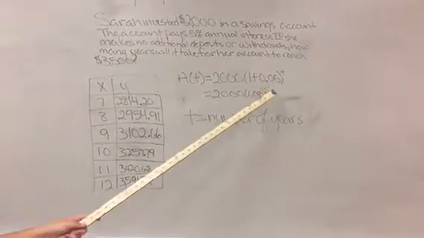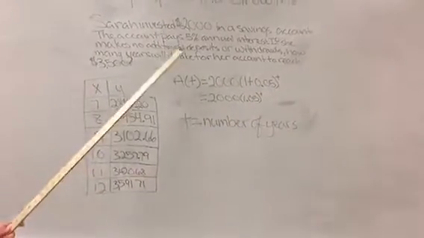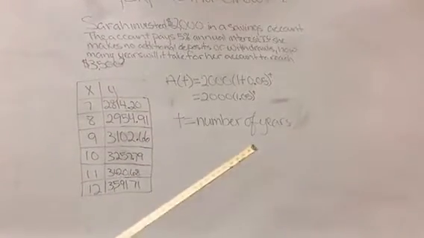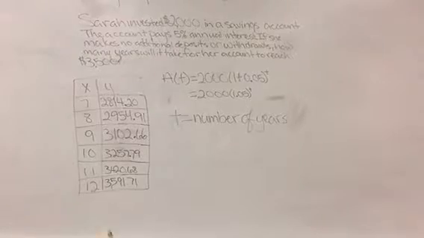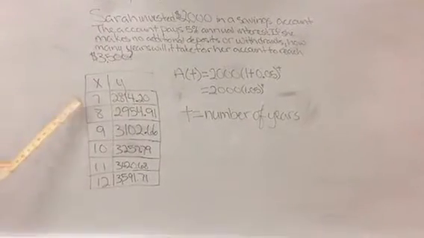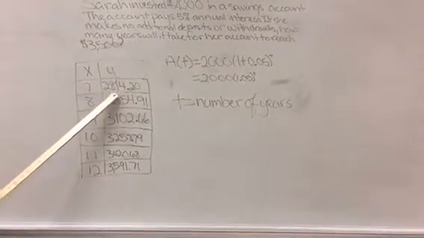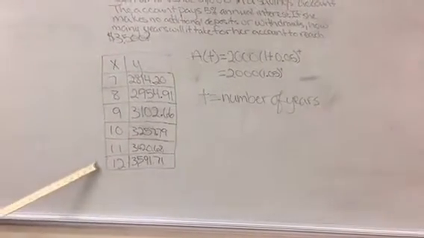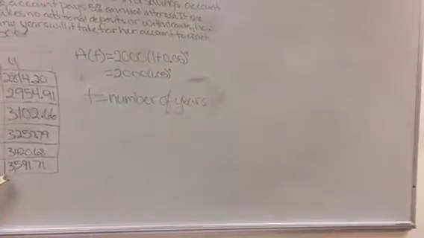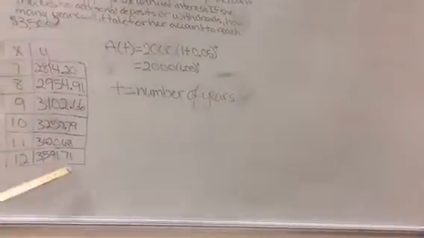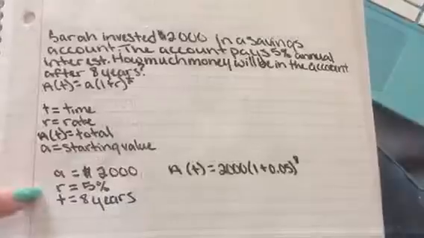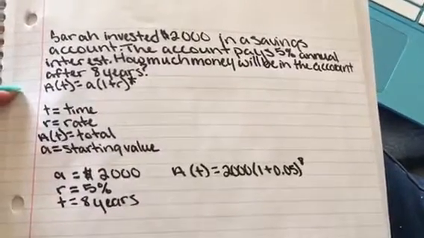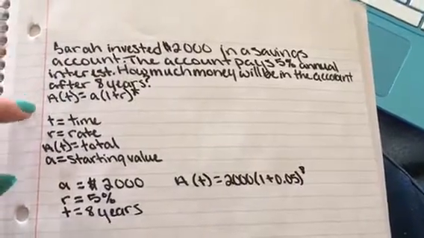1 plus the 0.05, that's the percent. So we just plug in a different number of years to find when she will reach $3,500. So if you plug in 7, you will get $2,814. So you can see that all through the line until she plugs in 12 and she'll get $3,591.71.